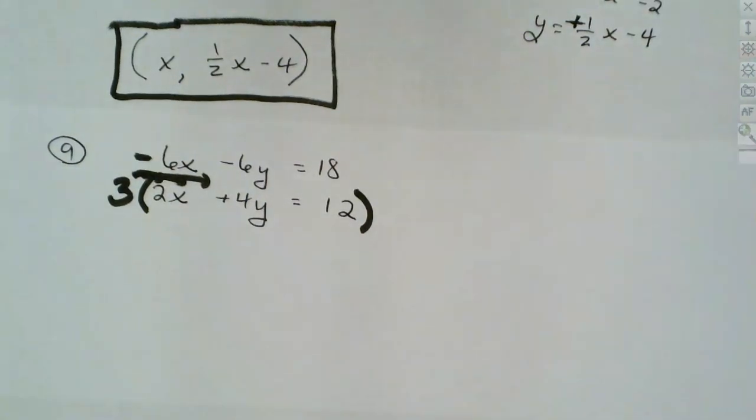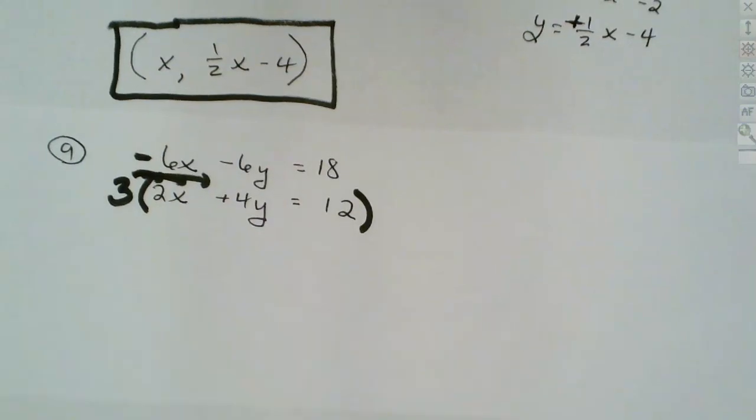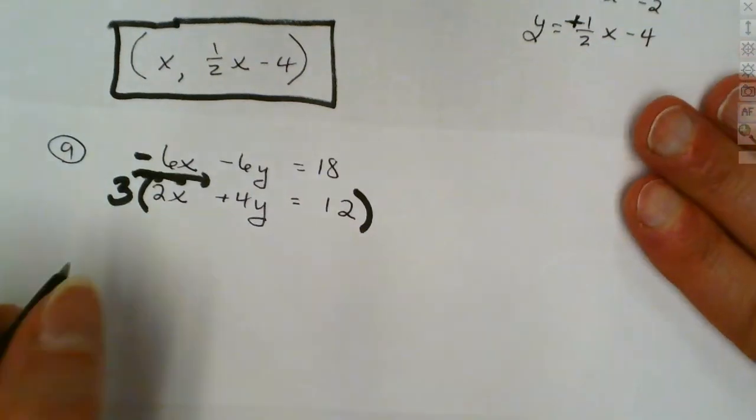Now you could have done 6 and 4, but that would be a 12. The least common denominator of 6 and 4 would be 12, and you'd have to multiply the top one by 2 and the bottom one by 3 to make the 12. That's a lot more work. So we always want to look at it and do it in as few moves as possible. 6 and 2, that's easy because 2 times 3 makes it 6. So we're going to use a 3 for the second equation.